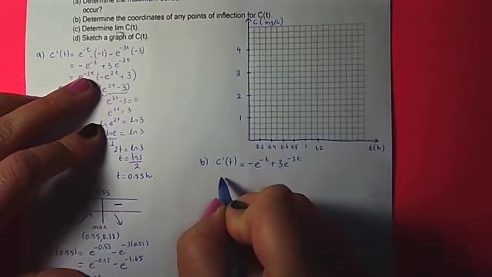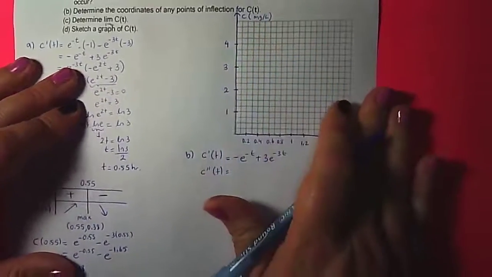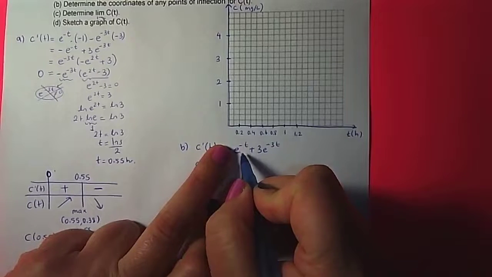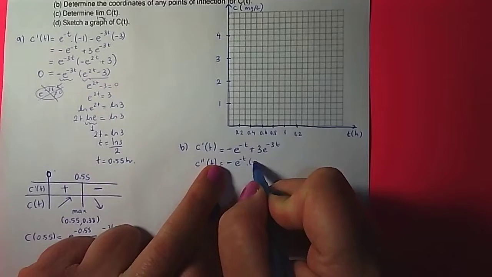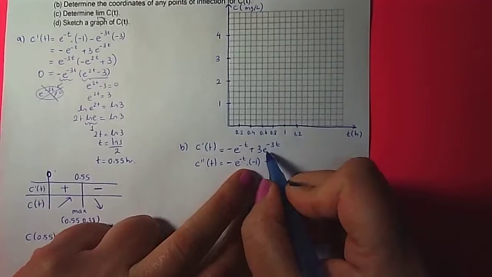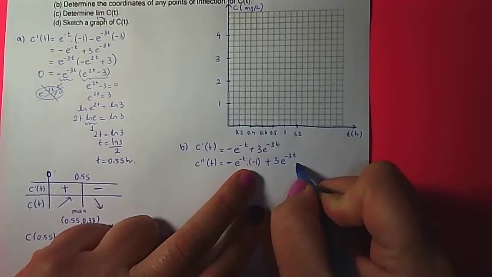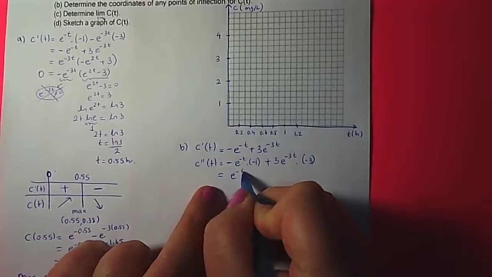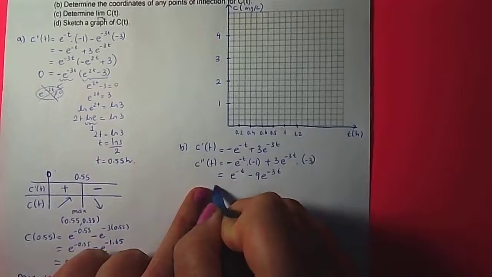It is easier to take the second derivative from here so that we don't have to deal with the product rule. Okay, so negative derivative of e to the power of negative t, e to the power of negative t times the derivative of the exponent, negative 1, plus 3 derivative of e to the power of negative 3t, e to the power of negative 3t times the derivative of the exponent, negative 3. So this gives us e to the power of negative t minus 9 e to the power of negative 3t.